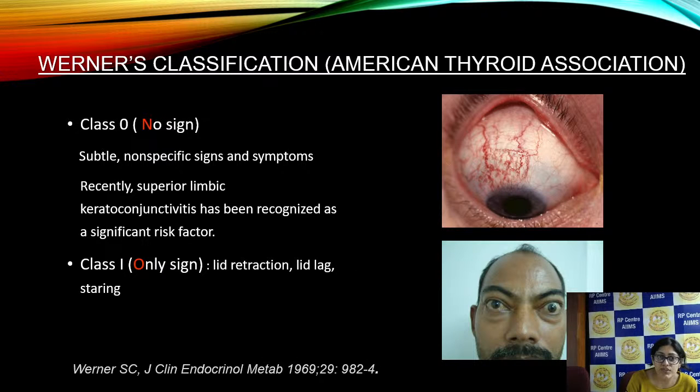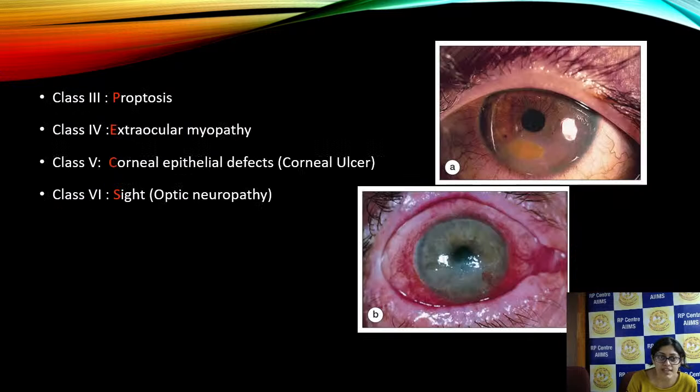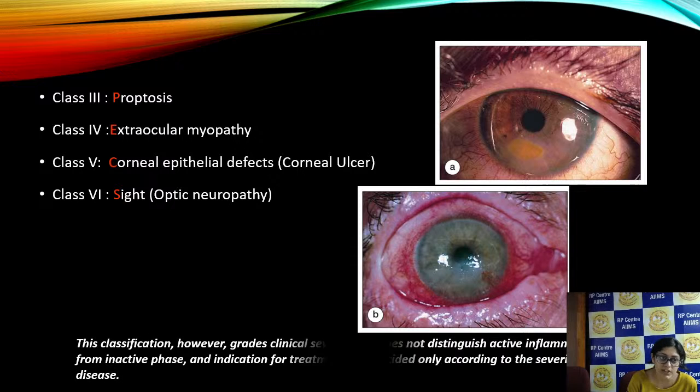So in the Werner's classification, the first, class 0, shows no signs and only symptoms. And in this, superior limbal keratoconjunctivitis has been recognized as a significant risk factor. In class 1, there are only signs. In class 2, there are just soft tissue signs. In class 3, there is proptosis. In class 4, extraocular myopathy. In class 5, corneal epithelial defects. And in class 6, there is a sight-threatening optic neuropathy.